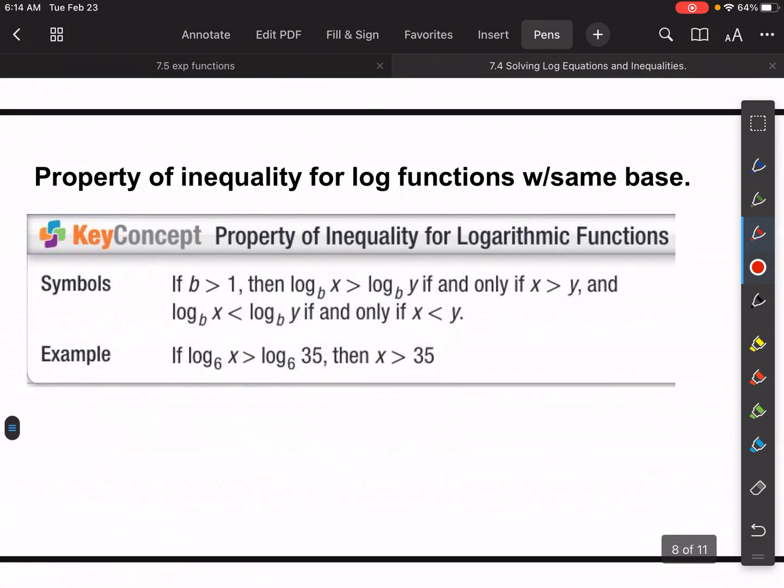Okay, so another property of inequalities for log functions with the same base is that if you have the same base on either side of an inequality, we can drop the logarithm. Okay, so that makes it pretty nice. Here, in this case, it would just be x has to be greater than 35. I want you to notice something, though.